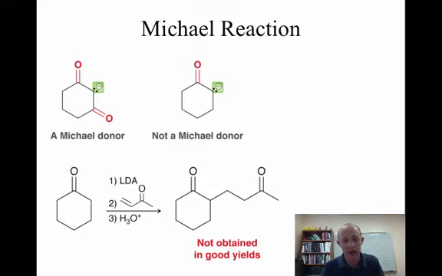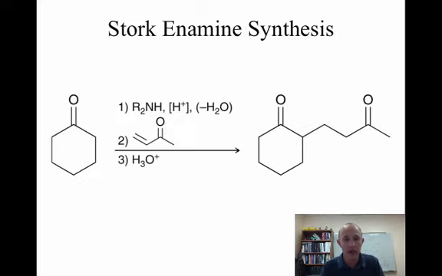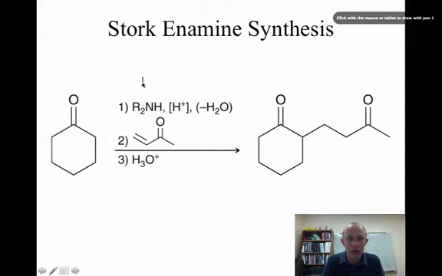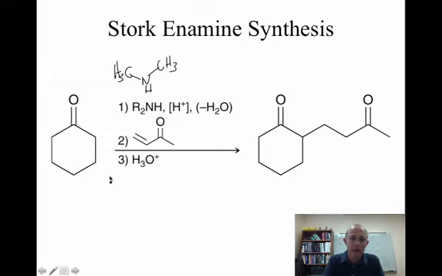And so instead of doing a Michael reaction, what we do instead is a process called the Stork Enamine synthesis. So remember that if you take a ketone with a secondary amine, like let's say dimethylamine, for example, and an acid catalyst, after step 1, what you're going to end up with is an enamine. And this is the enamine that results from step 1.